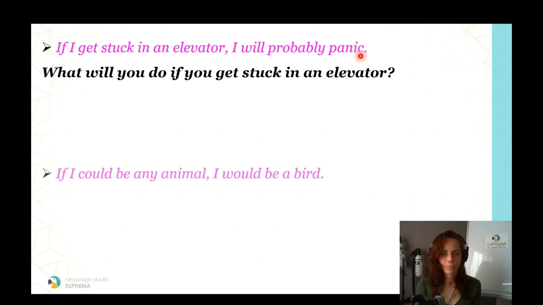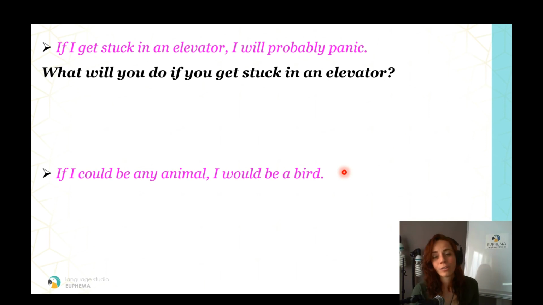Good. My next statement: if I could be any animal, I would be a bird. Which conditional is this? Obviously second conditional, because it's imaginary. If I could be any animal, could is the past simple of can. So if plus past simple, and would plus infinitive, I would be a bird. I think that I've already mentioned that in my previous video about the second conditional.